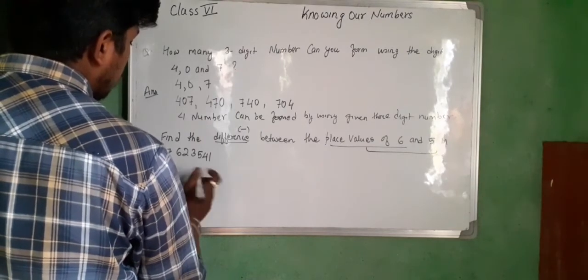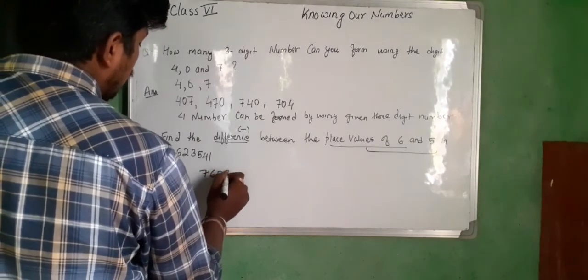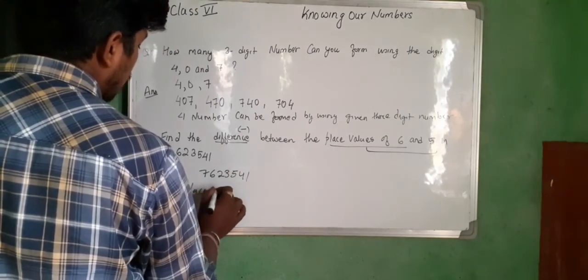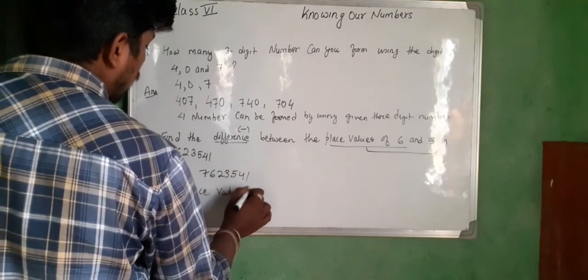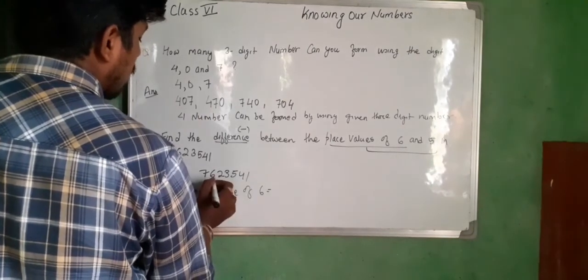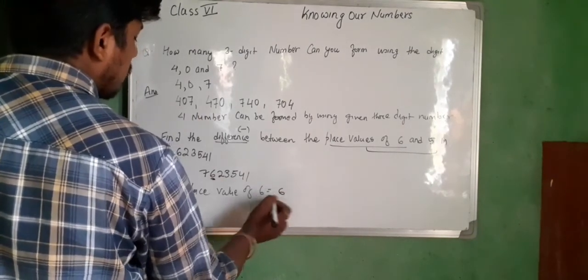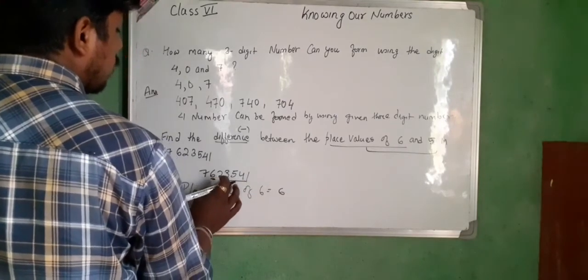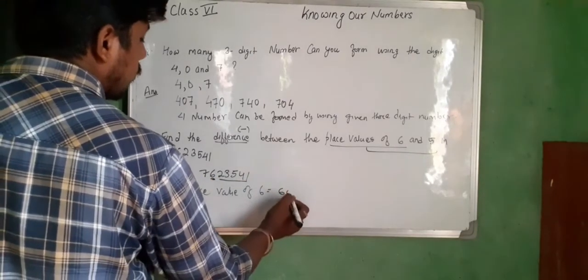What is given? 7, 6, 2, 3, 5, 4, 1. So the place value of 6. 6 is here. So write down 6 first. And after 6, how many digits are there? 1, 2, 3, 4, 5 digits. So put 5 zeros.